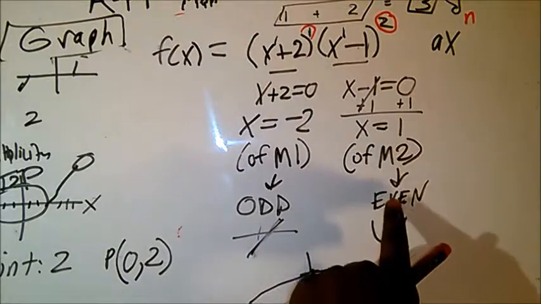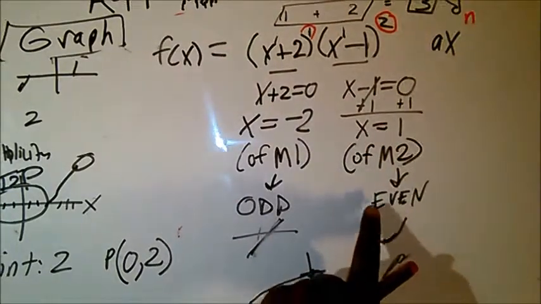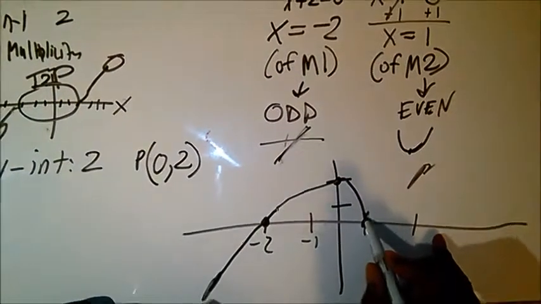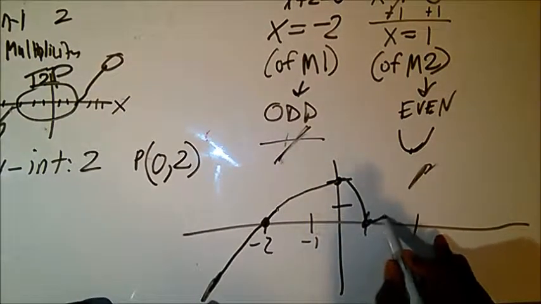It's of 2 multiplicity, right? It's of 2 multiplicity, and that's even. Evens are happy, aren't they? It's even. Evens are happy. So guess what? We're gonna make a smiley face here.